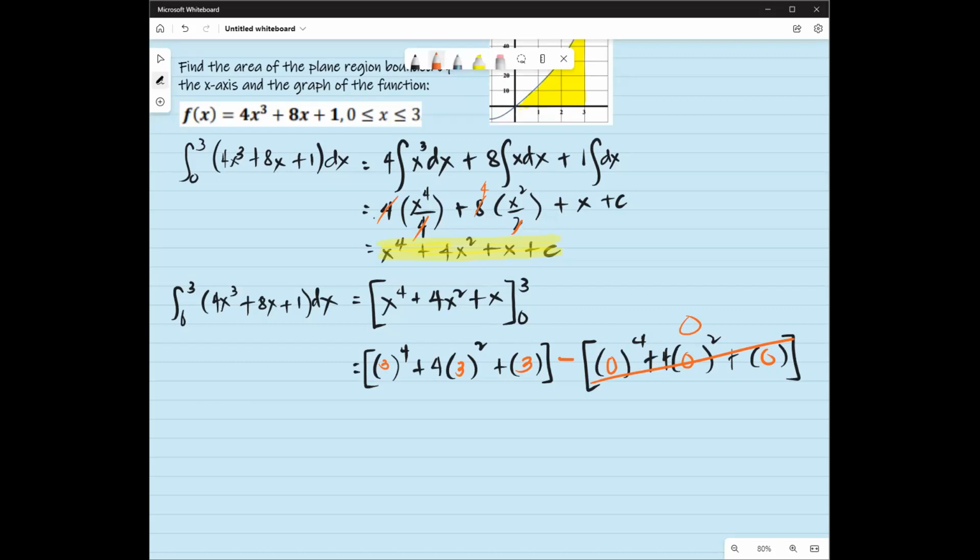Let's continue. So this will be equal to 3 raised to 4 plus 4 times 3 squared plus 3. Use your calculators, please, and type your answer in the chat box. What is the value of this?